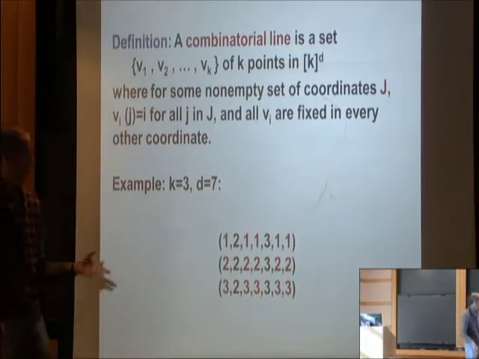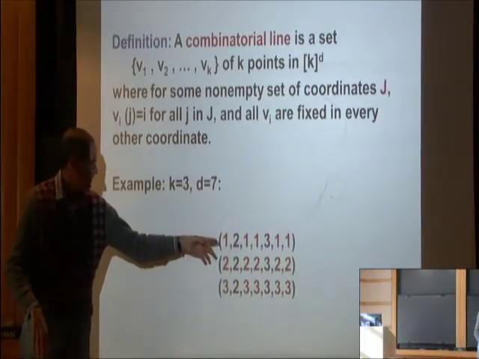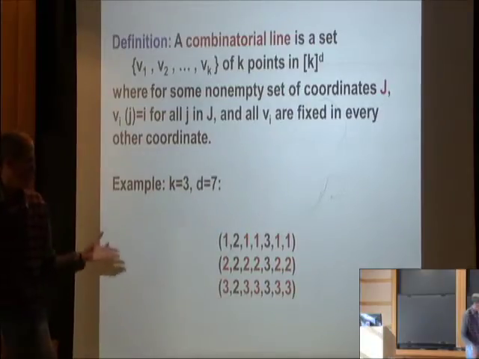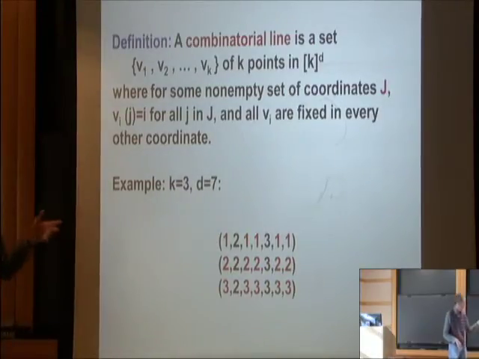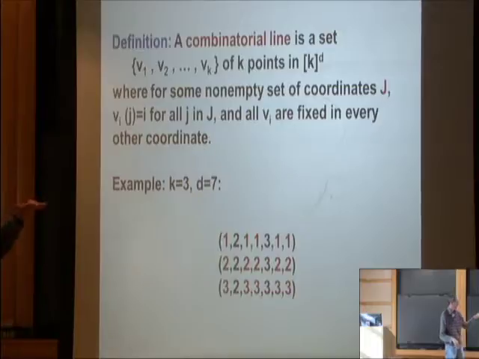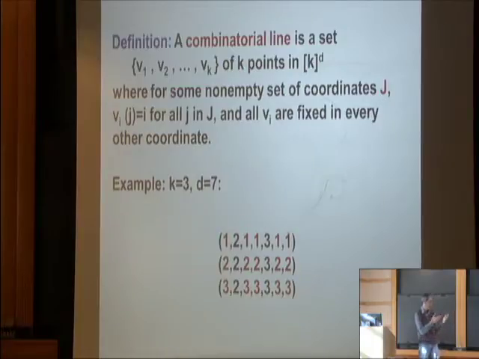Here k is 3, d is 7. You see that all these 3 vectors are constant in coordinates number 2 and number 5. And in the other coordinates, 1, 3, 4, 6, and 7, the first point has 1s, then the second vector has 2s, and the third has 3s. Note that if you think about these points as points lying in Euclidean space, this is also a line. These are points on a line, right? The direction of this line is just the obvious vector.